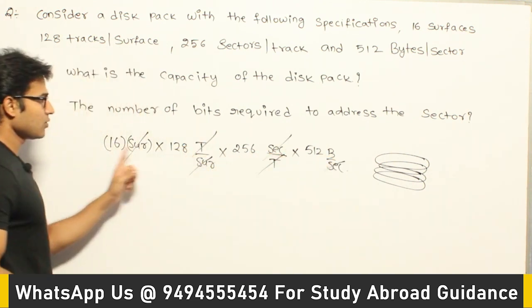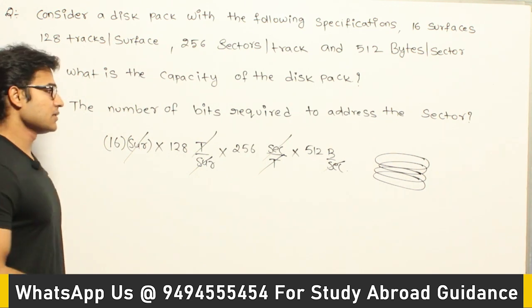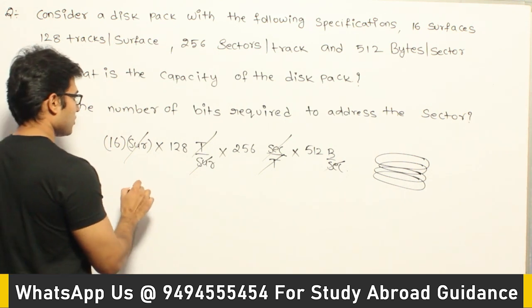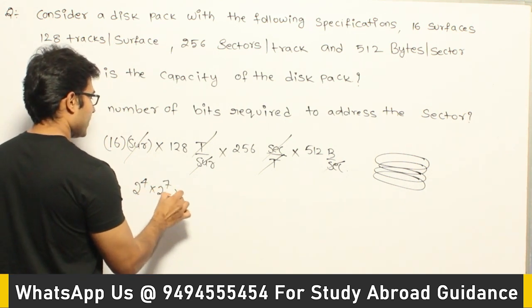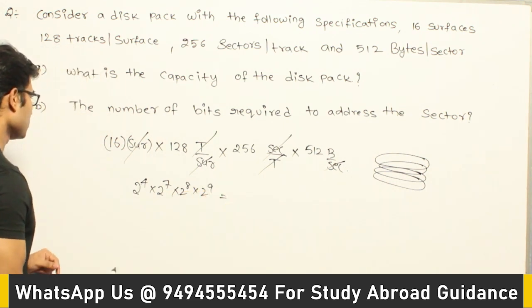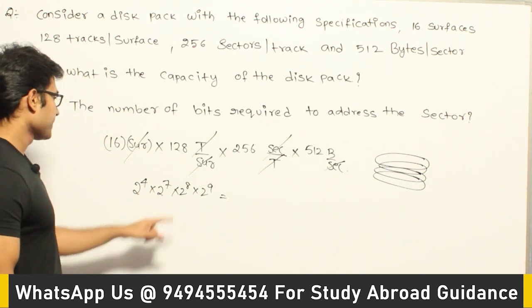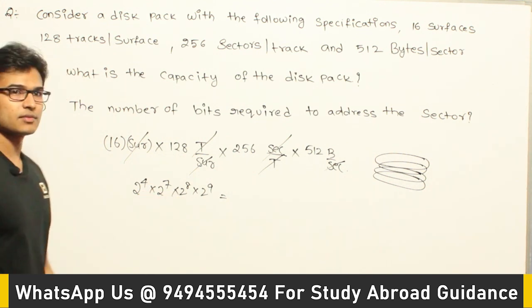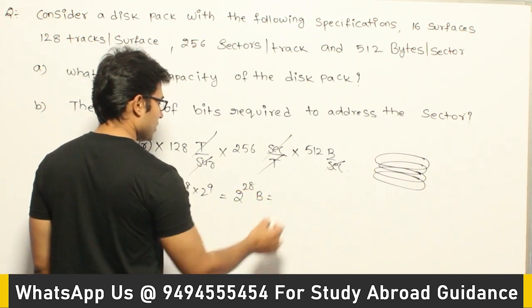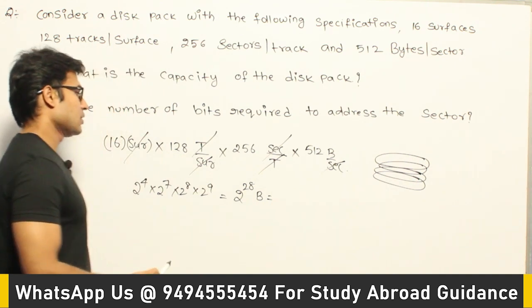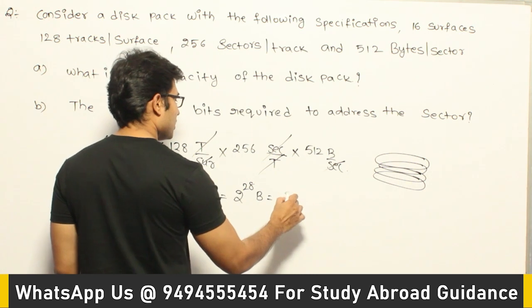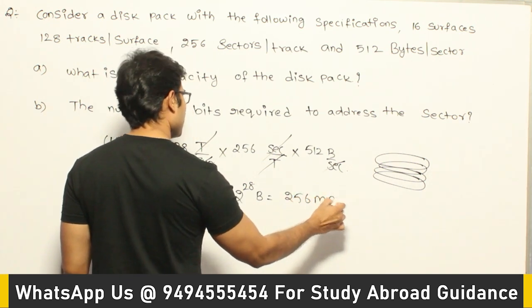Now if you see this, surfaces will get cancelled, tracks will get cancelled, sectors will get cancelled, and you are going to get the entire size of the disk pack in terms of bytes. What is this going to be? 2 power 4 into 2 power 7 into 2 power 8 into 2 power 9. If you add them all up, what is it going to be? It is going to be 11, 19 and 28, right? Therefore it is going to be 2 power 28 bytes, which I can write in terms of MB. 2 power 20 is the MB, so 2 power 8 is 256. I can write it as 256 MB.